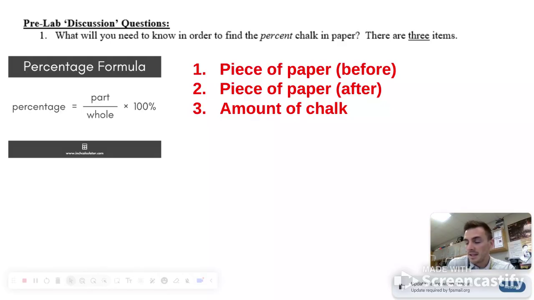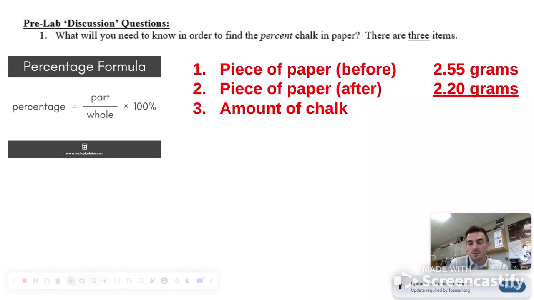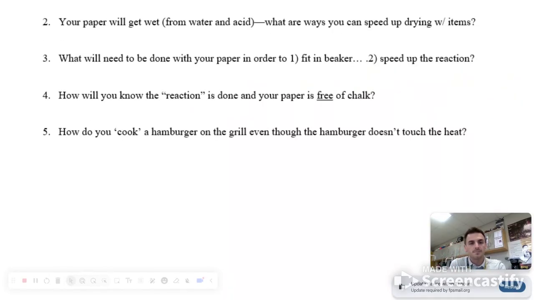So just making up some numbers here, let's say your piece of paper beforehand weighs 2.55 grams. Let's say afterwards it weighs 2.20 grams. Why would it weigh less? Because we've pulled out that much chalk. Then you would have your part of it that's chalk, and you know how much the whole piece of paper weighed. Then we take it times 100 and get the percent. So make sure we're keeping that in mind.